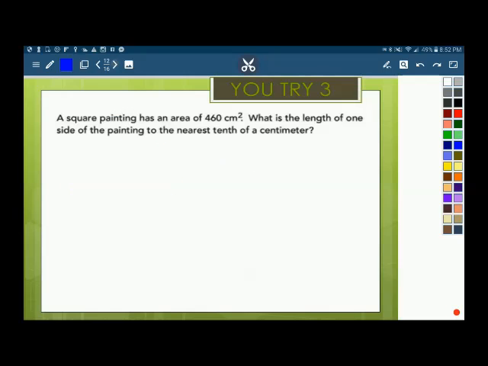So let's have you guys give this a try in your third You Try. If you need to, you can draw a picture, but just know it looks like you are just trying to find the side length of this painting. Okay, this painting they say is a square. So you're going to use your formula of a square, which is area equals side squared. Go ahead and give this a try.